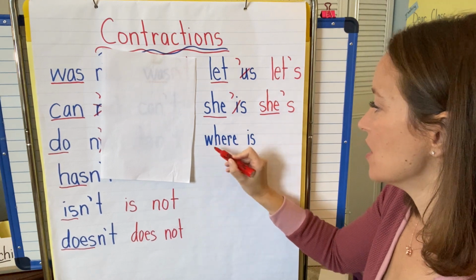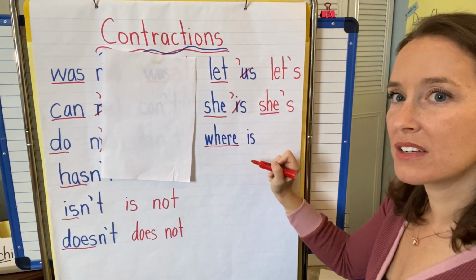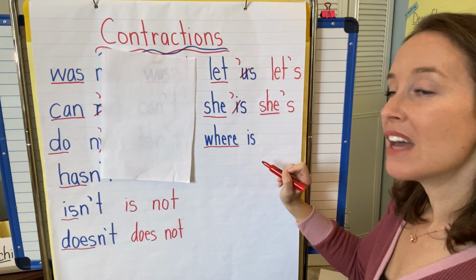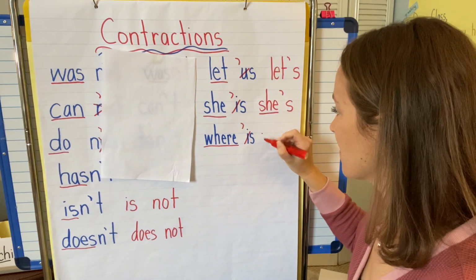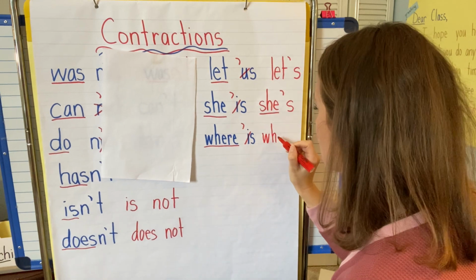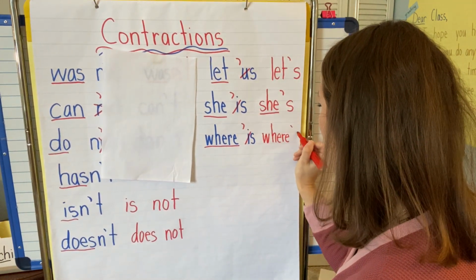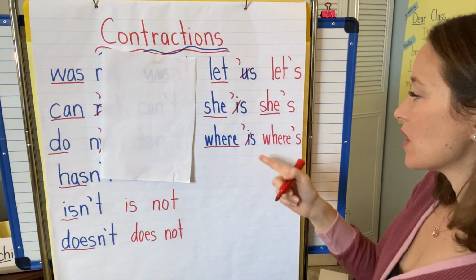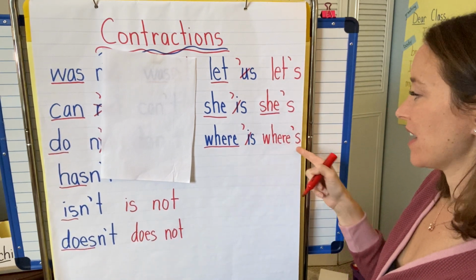How about this one? Where is? We always keep our root word. What are we going to get rid of in the word is? Yeah, the I, apostrophe S. So let me see if I can scoot this in. Instead of where is, well, at least it's a contraction, right? So it's smaller. Look at that. Where's? Where is my favorite blanket? Where's my favorite blanket? Okay, where is, where's.